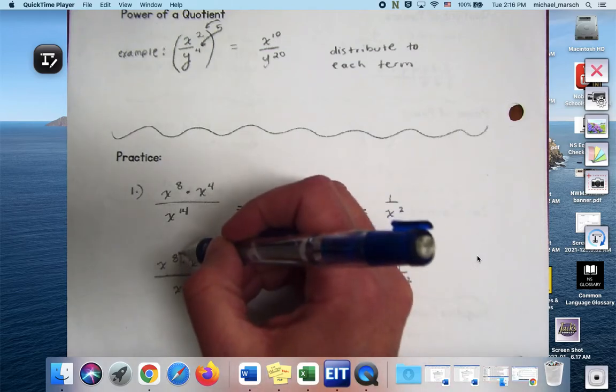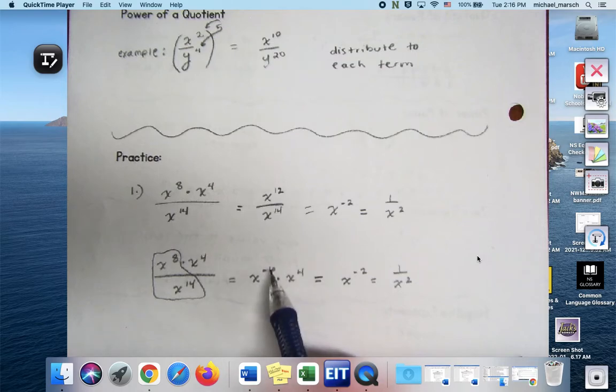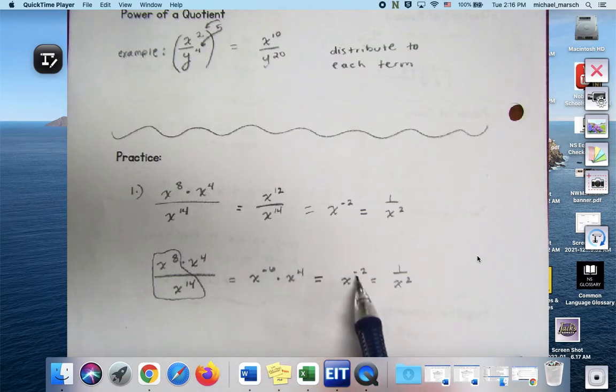So I looked at this first, subtracted those, got the negative 6, added those, still have a negative 2, and then I get 1 over x squared. As your math teacher, I don't care which step you do first, as long as it's accurate, a step you can do, and you get to the right answer. Does everybody understand? Yes. Everybody's good? Good-ish. Okay, we'll stop right there.